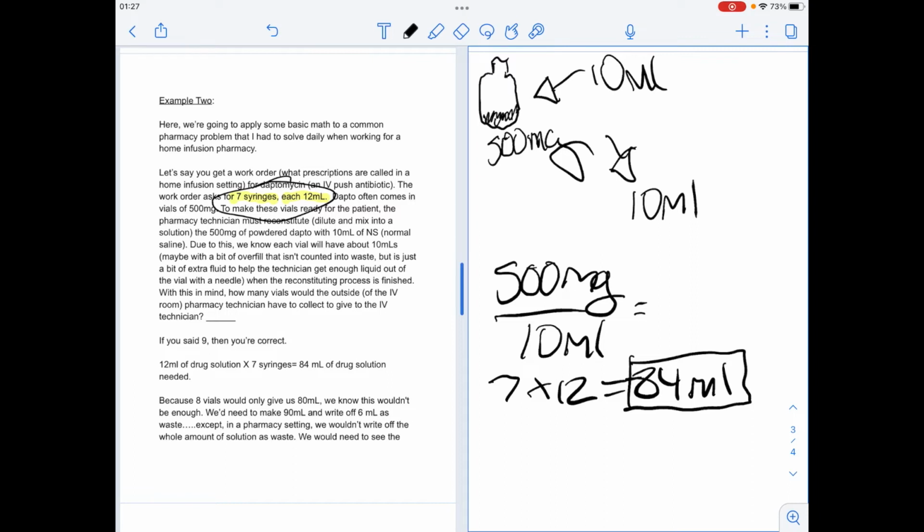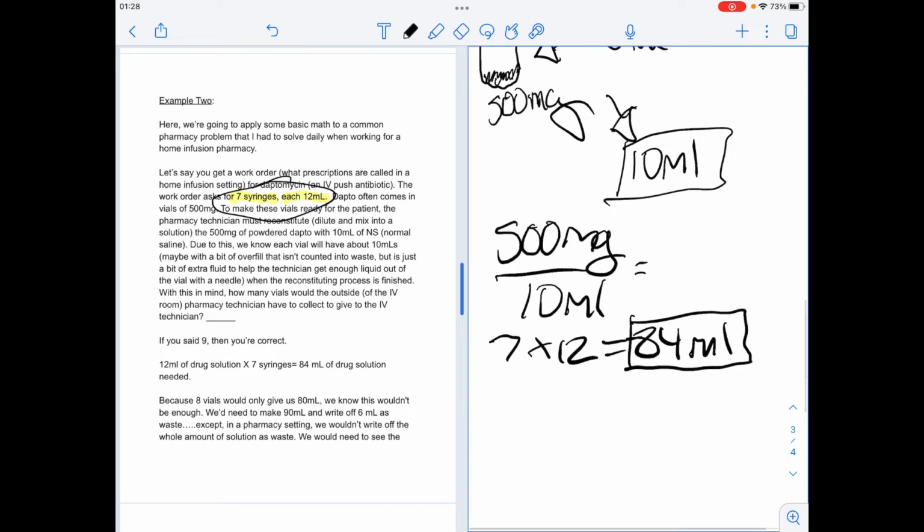If we're only making 10 milliliters at a time, each time we're making vials, that means that we would have to make 9 vials in order to even make 84. If we made 8 vials, we would only end up having 80 milliliters of medication, which wouldn't be enough to fill that order. So we would make 9 vials. So then we would have 90 milliliters. So we would make 90. So that would give us with 6 milliliters waste.